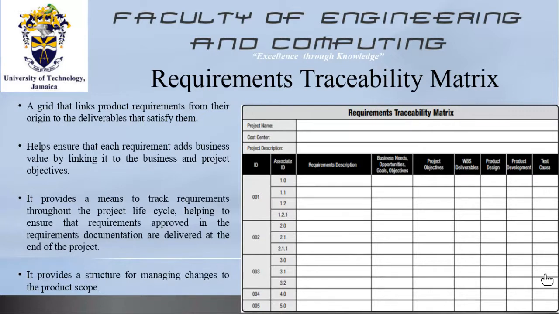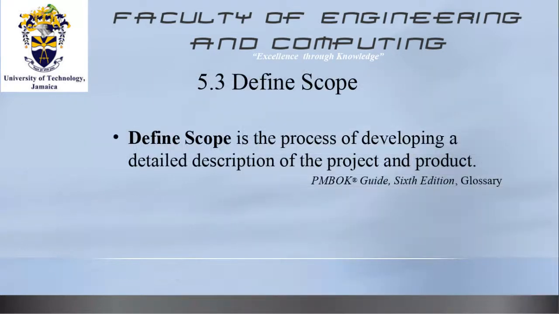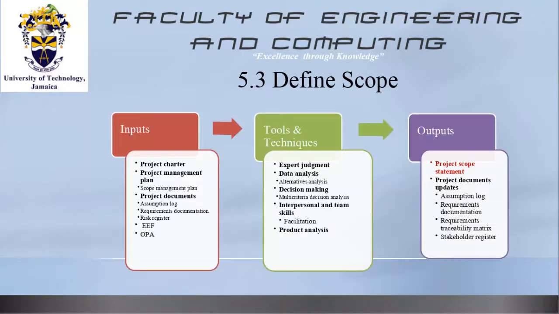All right, the next one that I want to look at is how we define project scope. And what is define project scope? It's a process of developing a detailed description of the project and the product. Yeah, as simple as that. It's a process of developing a detailed description of the project and product. Now let's look at this.